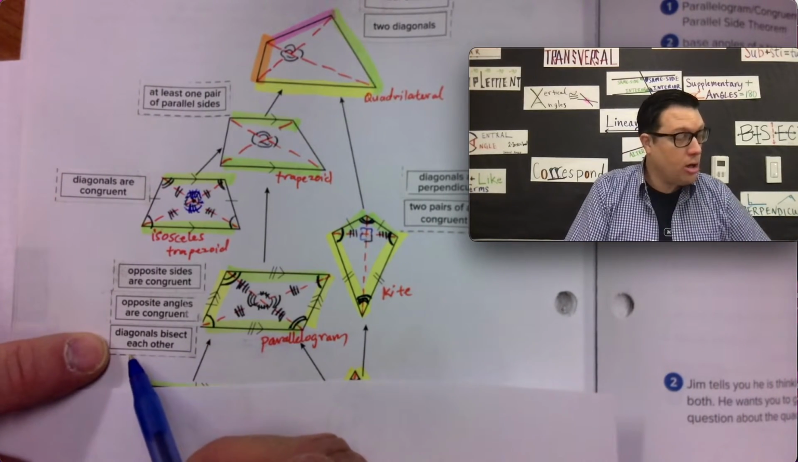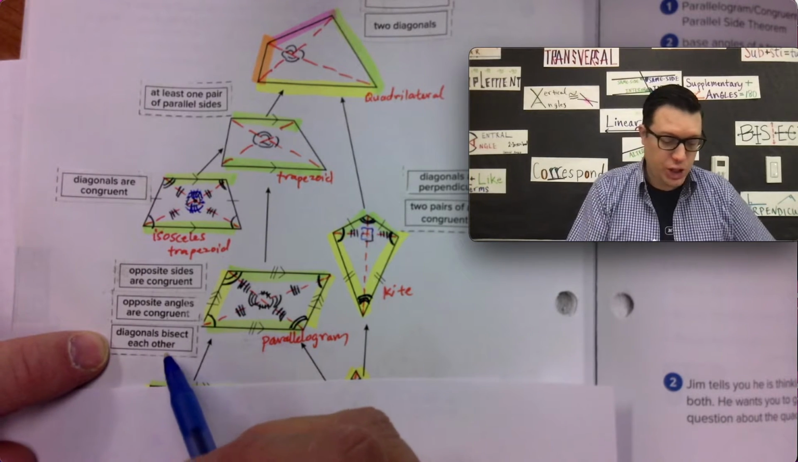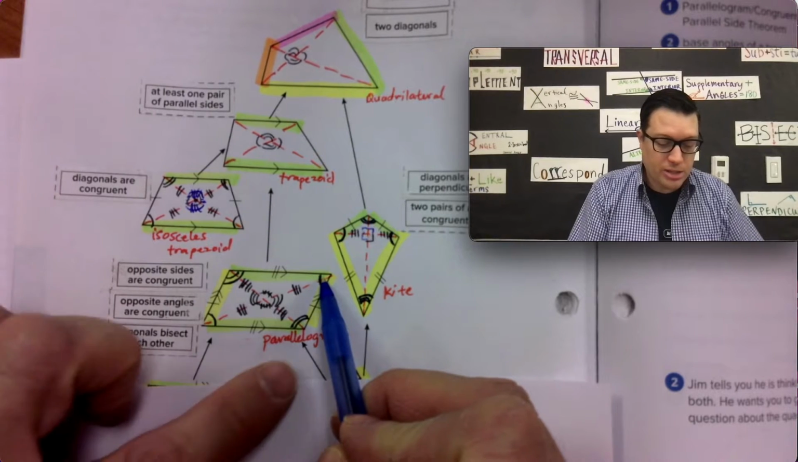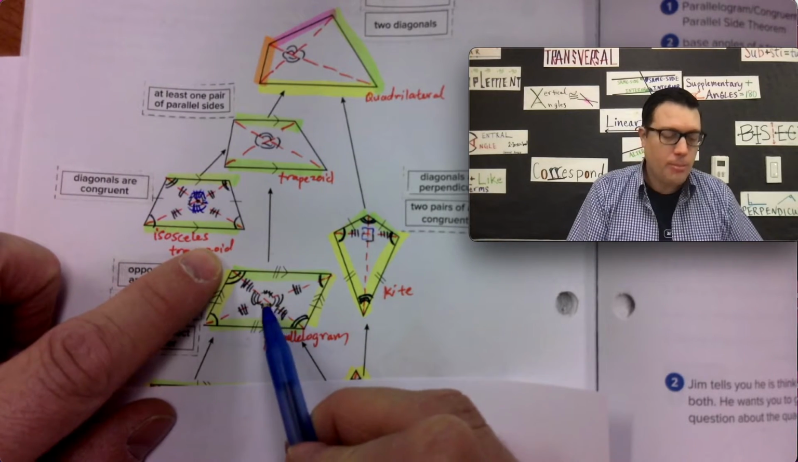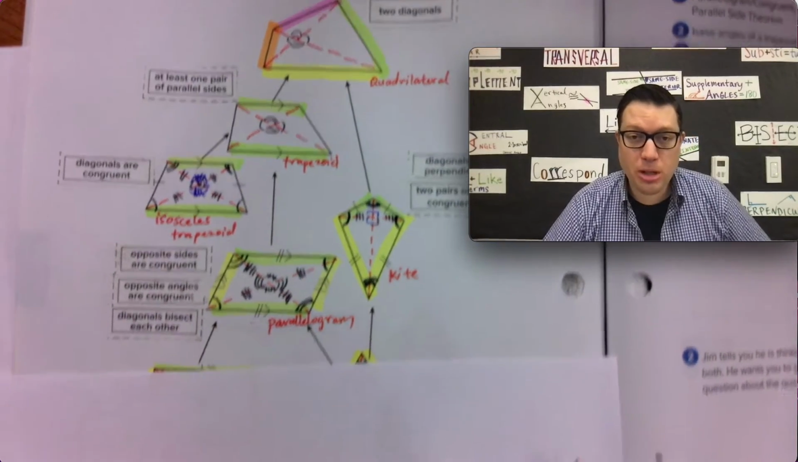And then last of all, the diagonals bisect. The diagonals bisect each other. So this diagonal is not the same length as this one, but they definitely meet in the middle. Okay, special types of parallelograms then.